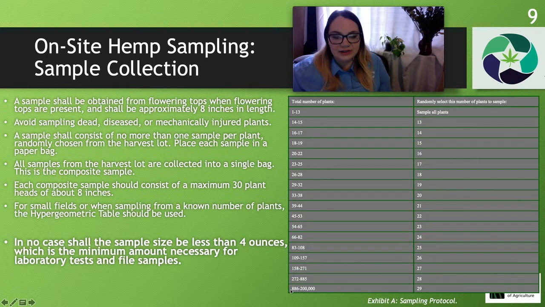And as you can see down here, all the way up to 200,000 plants, you're going to be closer to that 30. So this is the table you should be following. In no case may the sample size be less than 4 ounces, which is a necessary amount for laboratory tests and file samples. This does actually come up when we're talking about a retest, or if you need to have a secondary lab do a retest confirmation. That file sample is going to get really small. So always make sure that it's large enough to have the appropriate test done on it.